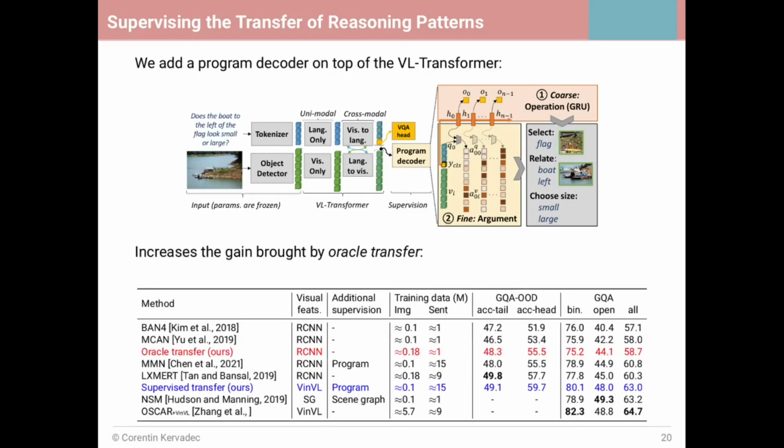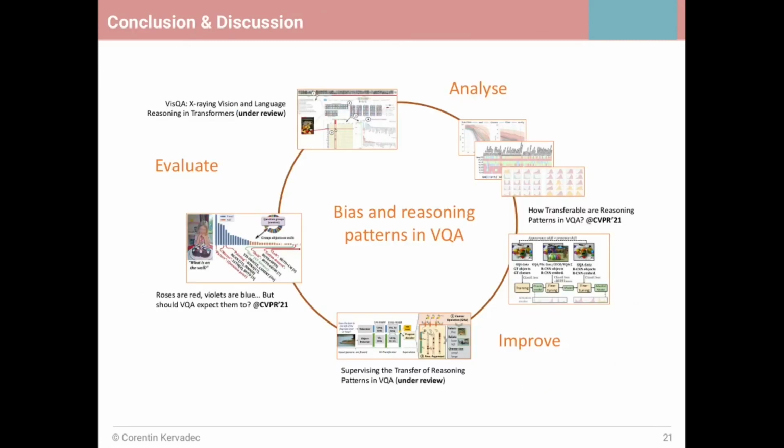As shown in the table, the supervised transfer in blue allows to improve the performance of the Oracle transfer previously introduced in red. In addition, it achieves an accuracy comparable to the state-of-the-art, while using a smaller model and much less training data. As a conclusion, we have addressed several aspects of the visual question answering task linked to reasoning. We have evaluated the bias dependencies, analyzed the reasoning patterns, and improved the model's performance in both in and out of distribution settings.